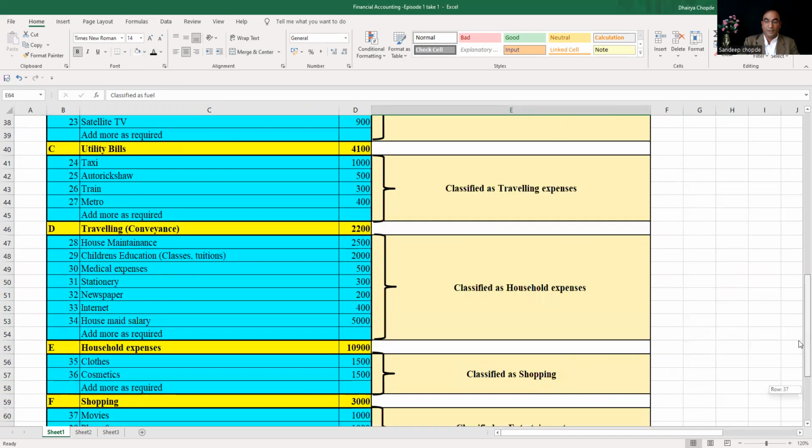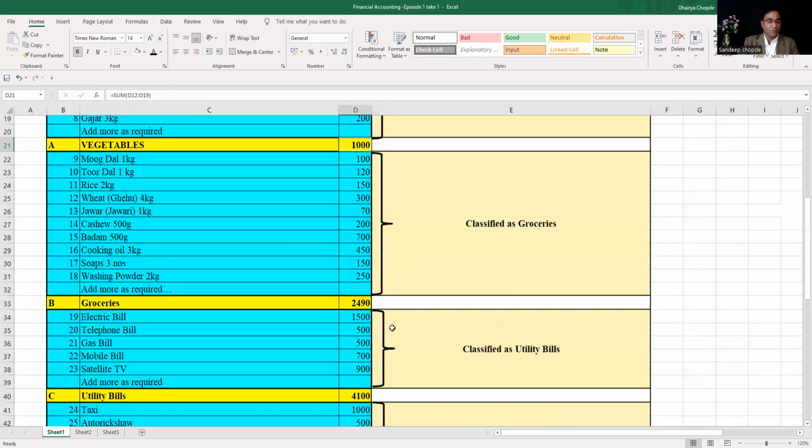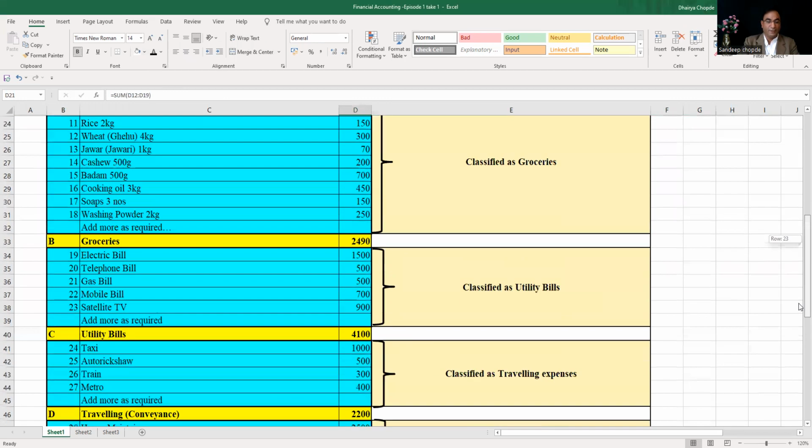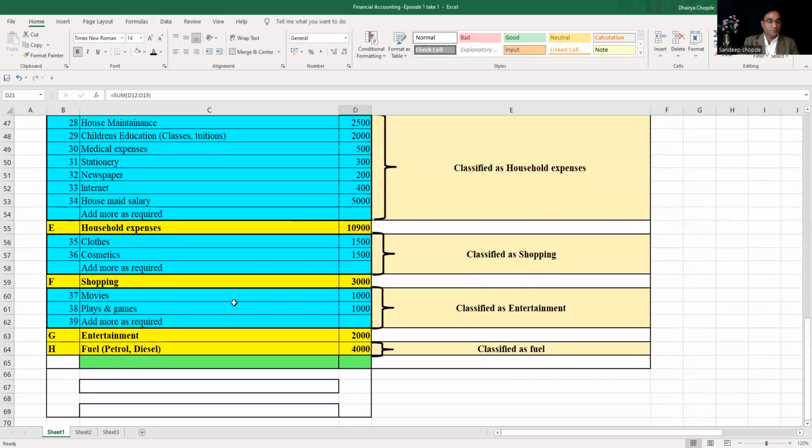So at the end of summarization, you will come to know that on vegetables you have spent 1,000 rupees, on groceries 2,490 rupees, utility bills 4,100, traveling 2,200, household expenses 10,900, shopping 3,000, entertainment 2,000, and fuel 4,000.